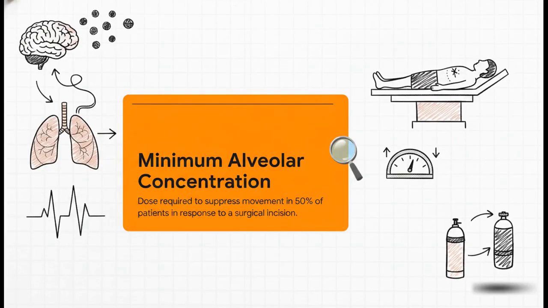All right, with the molecule finally in the brain, how do we actually measure its potency? We use a gold standard measurement called MAC, which stands for minimum alveolar concentration. Simply put, this is the exact dose required to suppress movement in 50% of patients in response to a painful stimulus. It's a brilliant way for us to directly compare the strength of entirely different anesthetic gases.